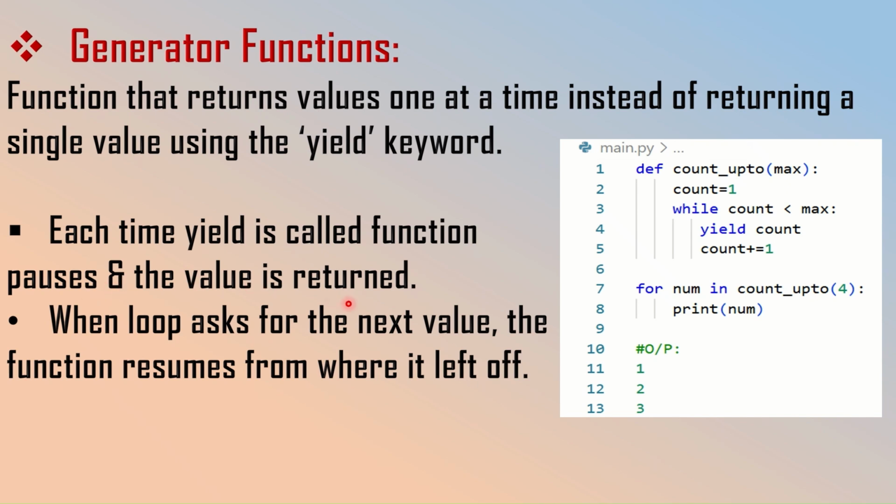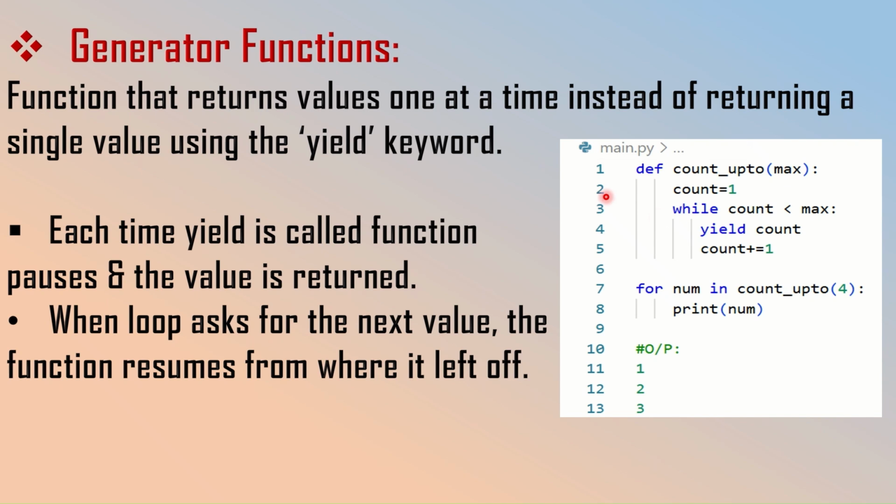Whichever value is present at that time is returned by pausing the function. Once the value is returned and a loop asks for the next value, the function resumes from where it left off. Let's suppose for the very first time the Python compiler sees the yield keyword, it returns the value. Then for the next iteration of the loop, the function resumes from where it left off, and continues returning the second value, third value, and it will keep on going.